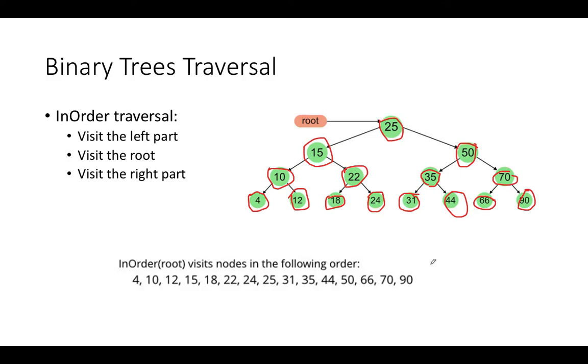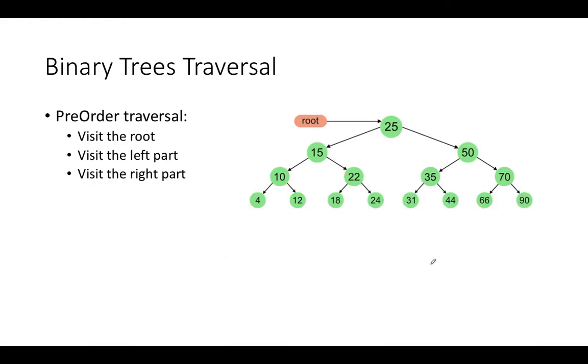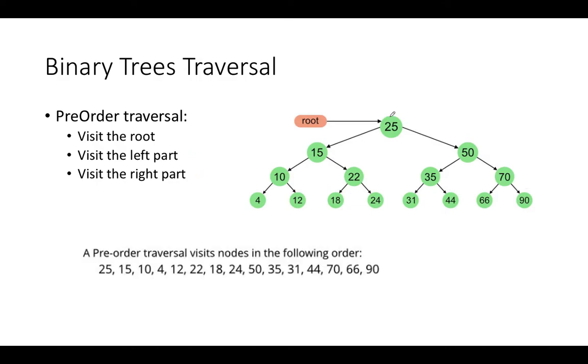So this order is called InOrder because we visit the root in the middle. There is another way to visit the nodes in binary trees, called PreOrder. In the PreOrder, we first visit the root, and then we visit the left part and then the right part. So if we want to do the traversal here, first we visit the root, which is 25.